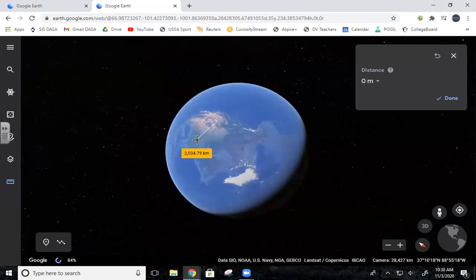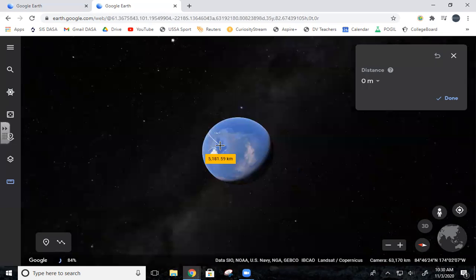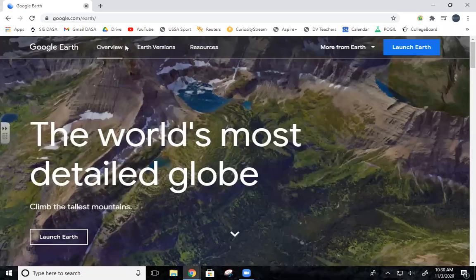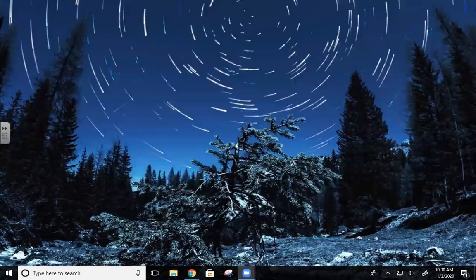Well, what do we use to measure between planets? We use astronomical units. Okay? And astronomical units, again, are the distance between the sun and the Earth. All right? So get that in your notes. An astronomical unit, abbreviated AU, is the distance between the sun and the Earth.